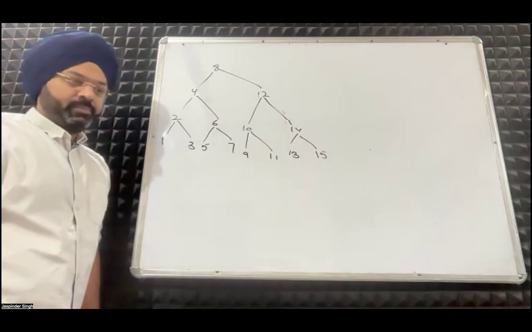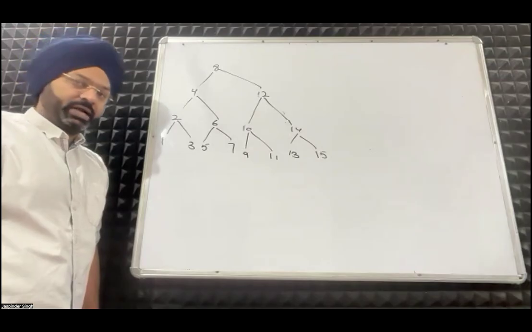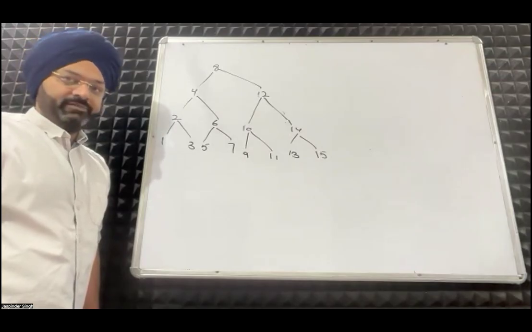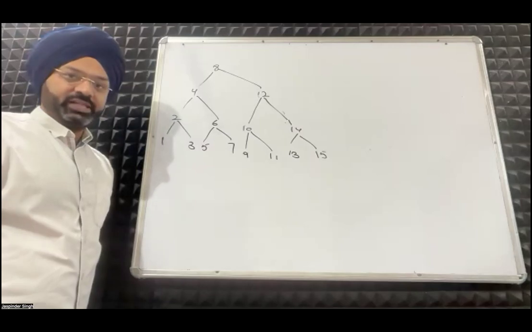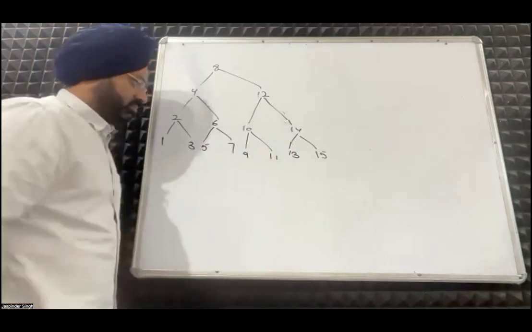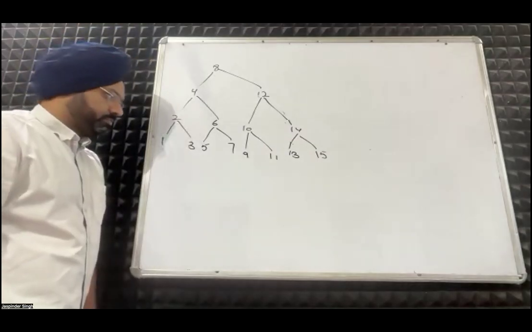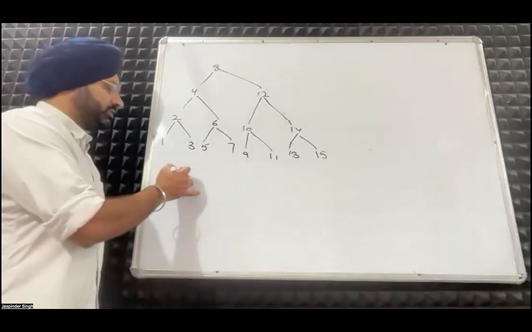I can check it with the 3 rules that we have. Left is smaller than the root, right is greater than the root, and every subtree is a BST. But other than this, is there any other way that we can check whether a BST is a BST or not? We can print all the nodes and see if it's in sorted order or not.